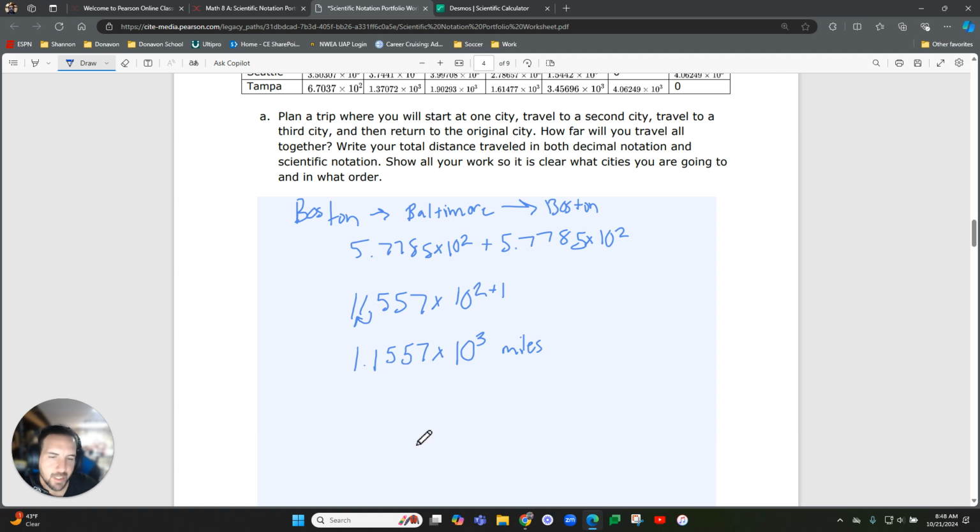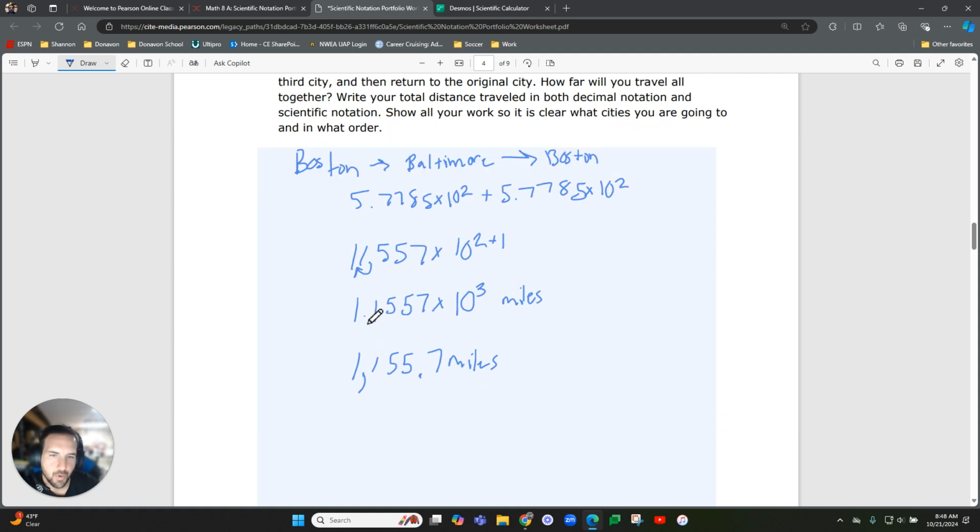Now I need to make that number decimal notation. So I just move the decimal place over 1, 2, 3 places. So that's 1,155.7 miles. All I did was take the decimal point and move it over 1, 2, 3 places. So the decimal point would go here, in between the 5 and the 7. So I just moved it over here. All right, so these are our two answers. That is the distance between Boston and Baltimore and back to Boston.